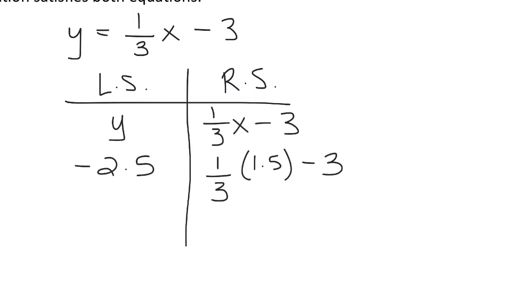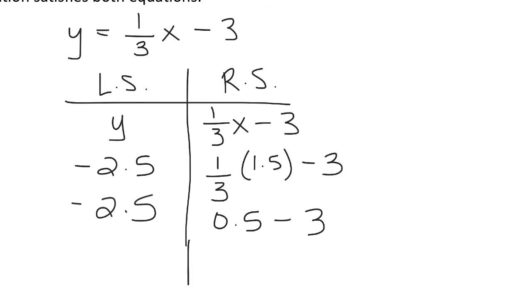Again, in the left side column, we don't have any mathematical operations to perform. We just have the numerical value of negative 2.5, so I'm just going to recopy that. On the right-hand side, we've got 1 over 3 multiplied by 1.5. I'm going to do that with a calculator. 1/3 times 1.5 is simply 0.5. Still have a minus 3.